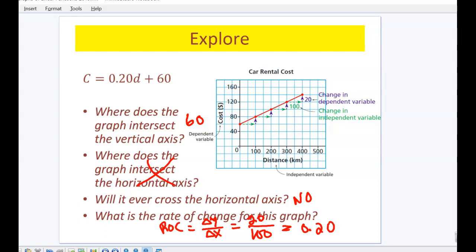And if you notice, these values 60 and 0.2 do show up in my linear equation. The 60, we call that the constant. That's the end of my equation. That's like the y-intercept. And here's my rate of change right here. So in this particular example, to find the total cost of my rental, my cost would be $60 plus 20 cents for every kilometer that I drive.